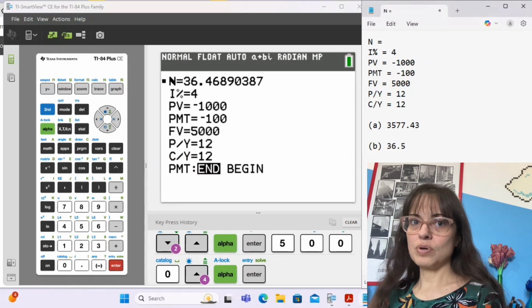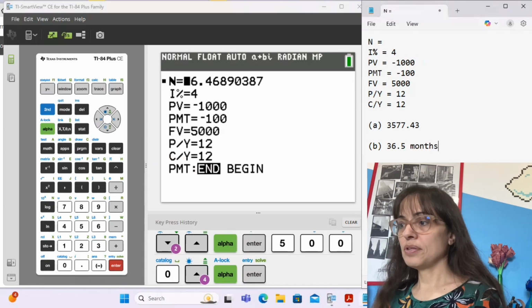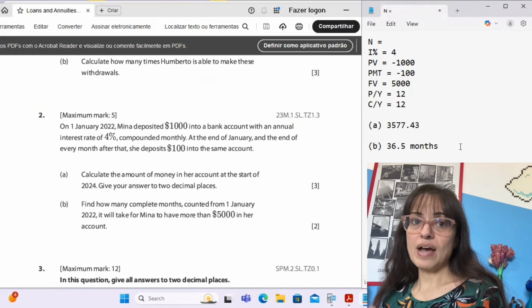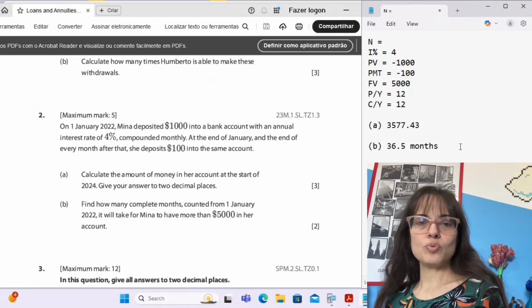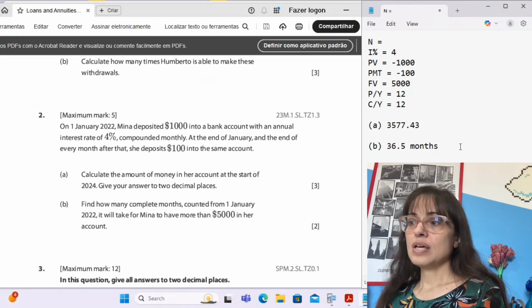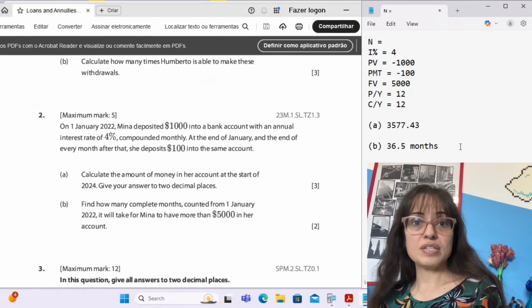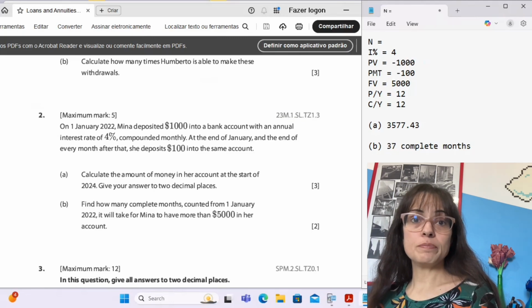36.5 what? Months, right? This whole thing is happening monthly. But the question was how many complete months it will take for her to have more than 5,000. And the thing is, nothing is happening at half a month. So the answer is not really 36.5 months. It is 37 months. Because what this 36.5 coming from the calculator tells me is that 36 months is not enough to have 5,000, but with 37, you will go over 5,000. That is also what they mean by complete months.